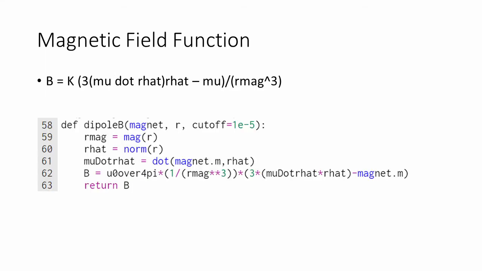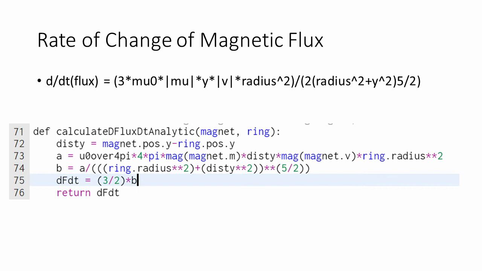Next, we set up the function for the magnetic field, and this is the formula I used. This is the same formula that was used in lab 3. So this function returns the magnetic field when you input a magnet and a position vector.